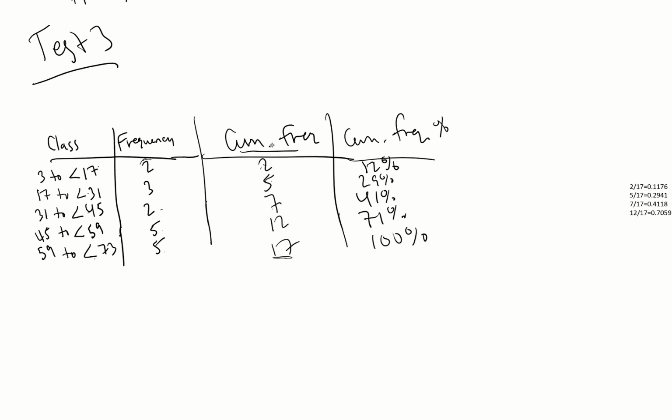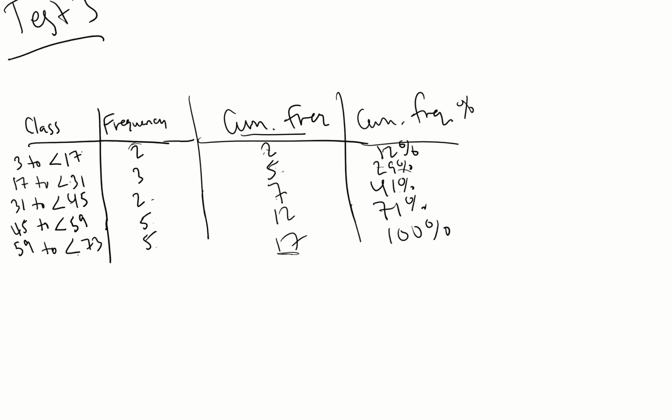And then the percentage is 2 out of 17, 5 out of 17, 7 out of 17, which is 41%. 12 out of 17 is 71%. And then 17 out of 17, of course, is 100%. So that's how we got those. And then we're going to need to graph them in our normal probability plot. Okay, so we're going to graph those guys. We can go ahead and show you that graph.